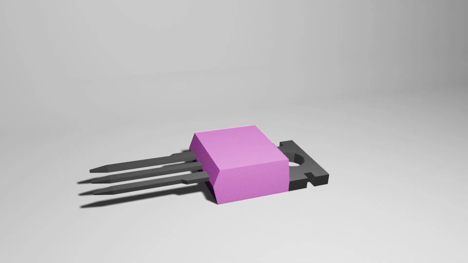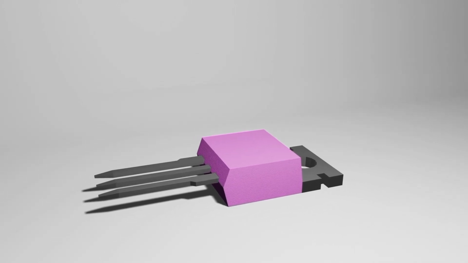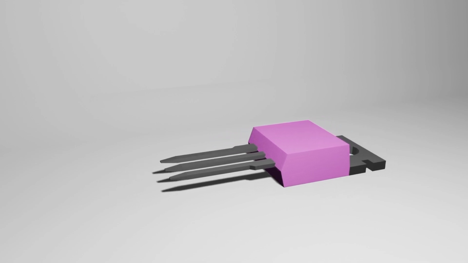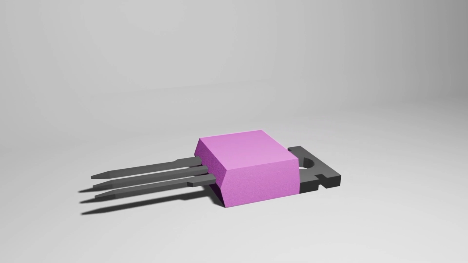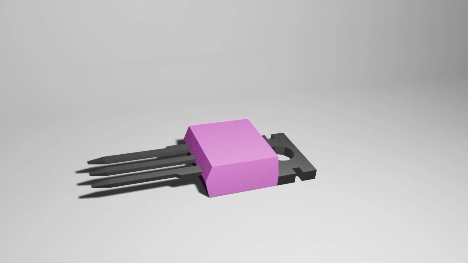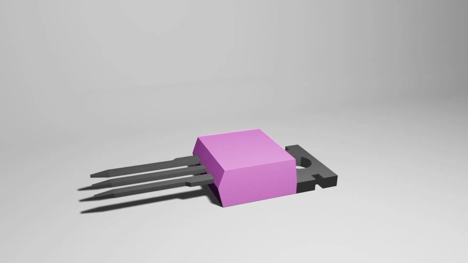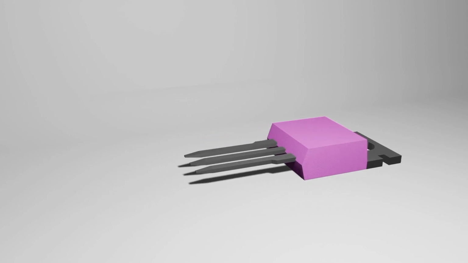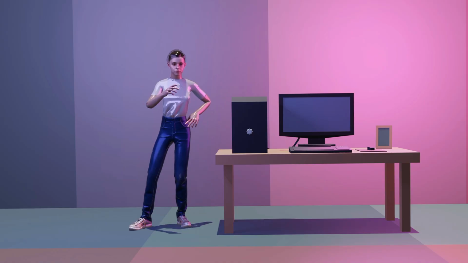Transistors are categorized into two main types. Bipolar junction transistor, BJT, consists of two types, NPN and PNP. Utilizes electrons and holes as charge carriers. Field effect transistor, FET, uses an electric field to control the current flow. Example, MOSFET.